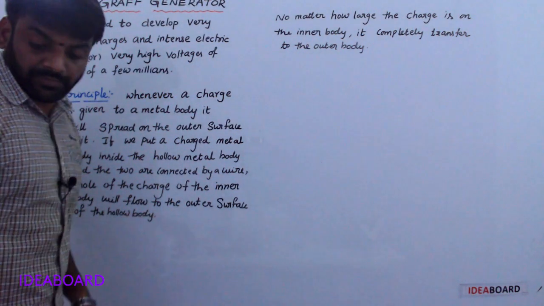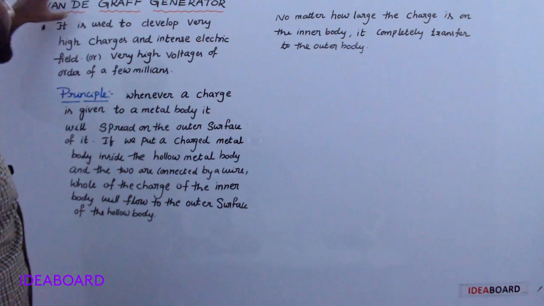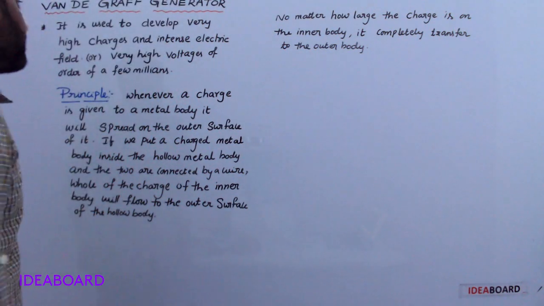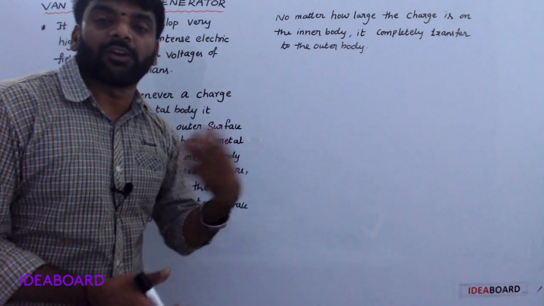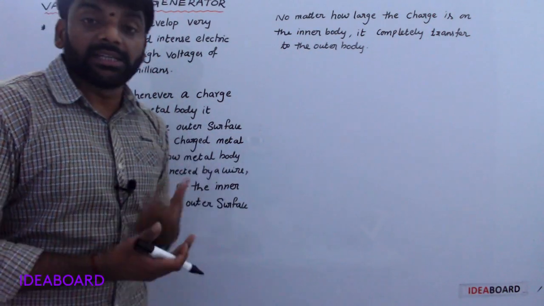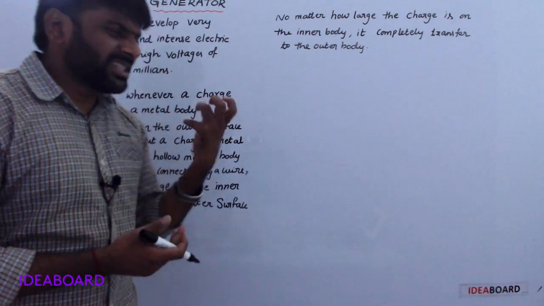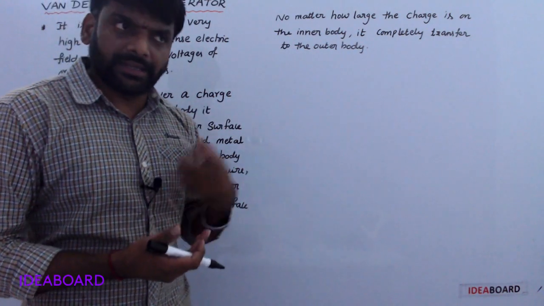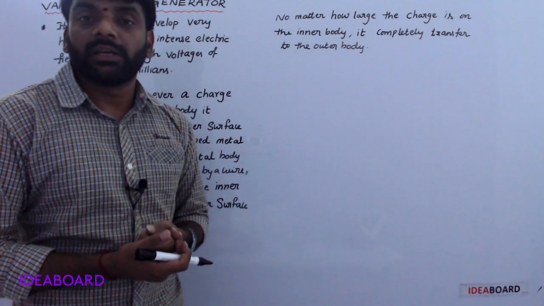So next topic is Van de Graaff generator. Okay. The Van de Graaff generator's main purpose is to develop high charges, high potentials and high electric fields. What's the use of high electric fields and high potentials?